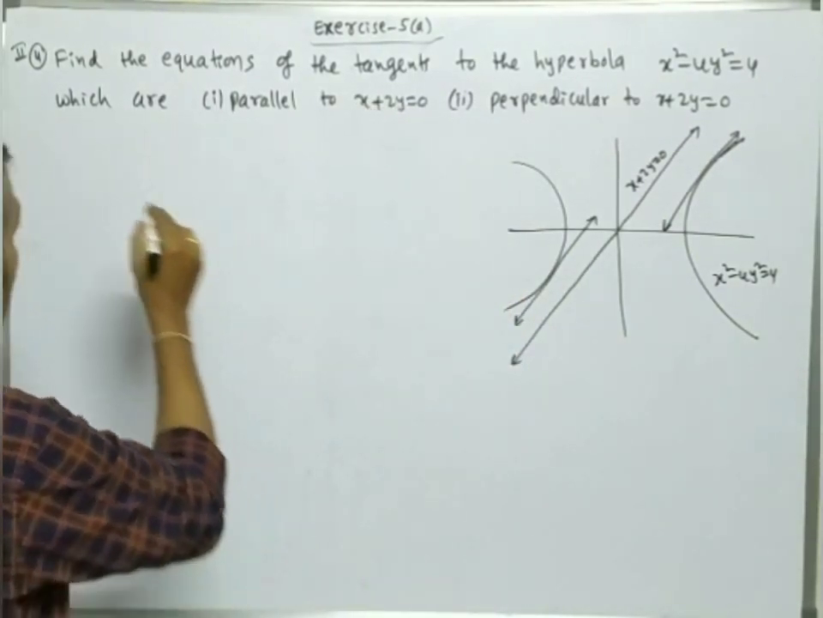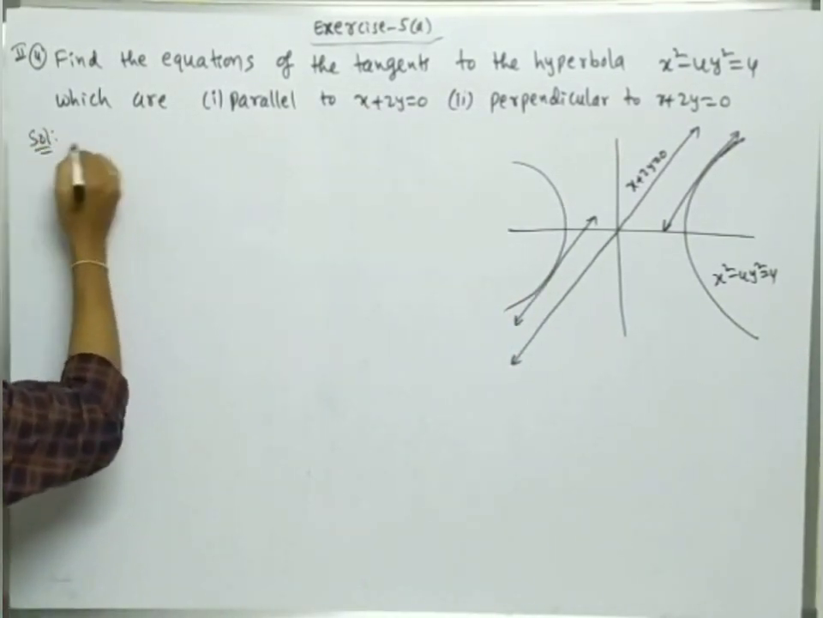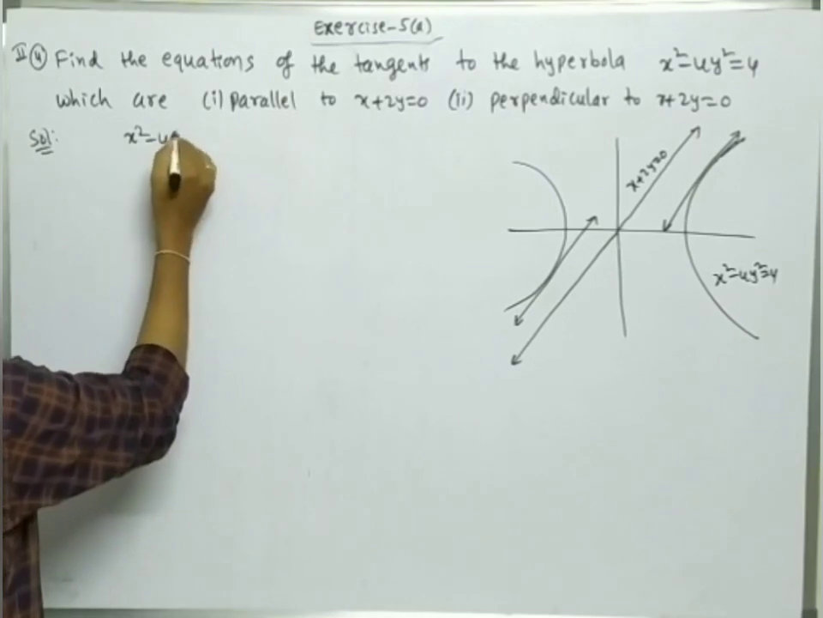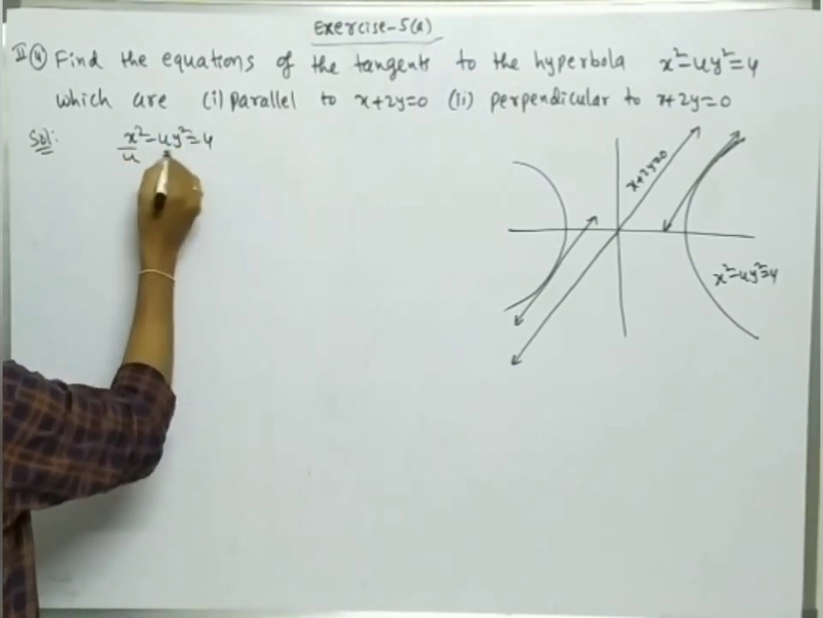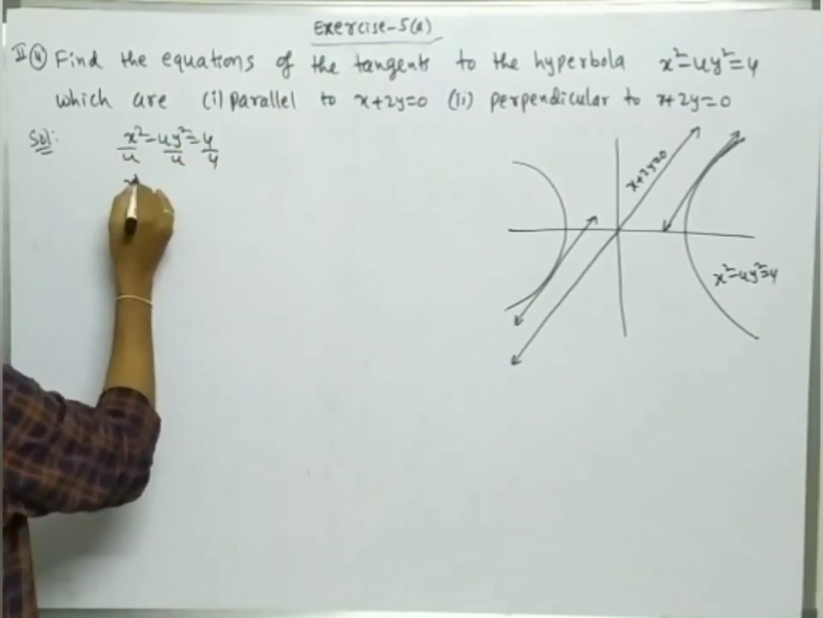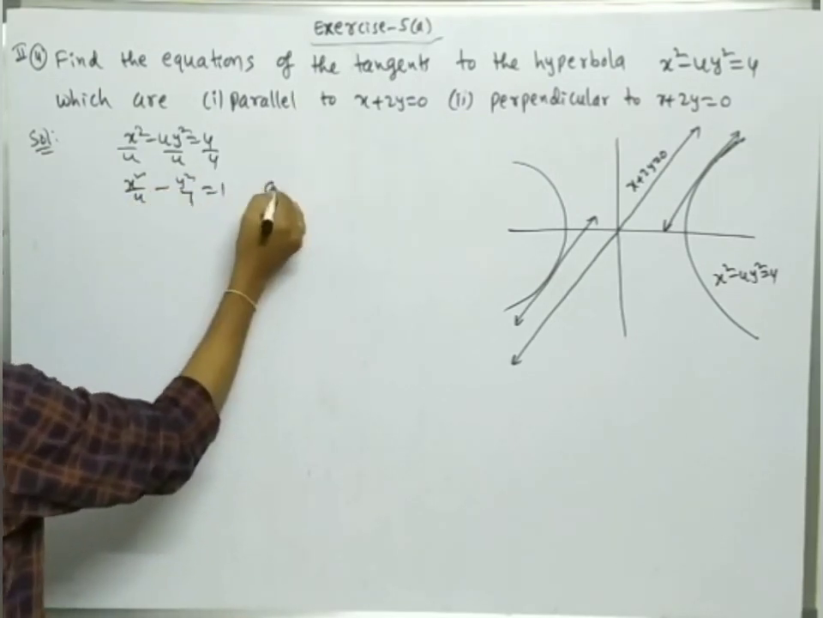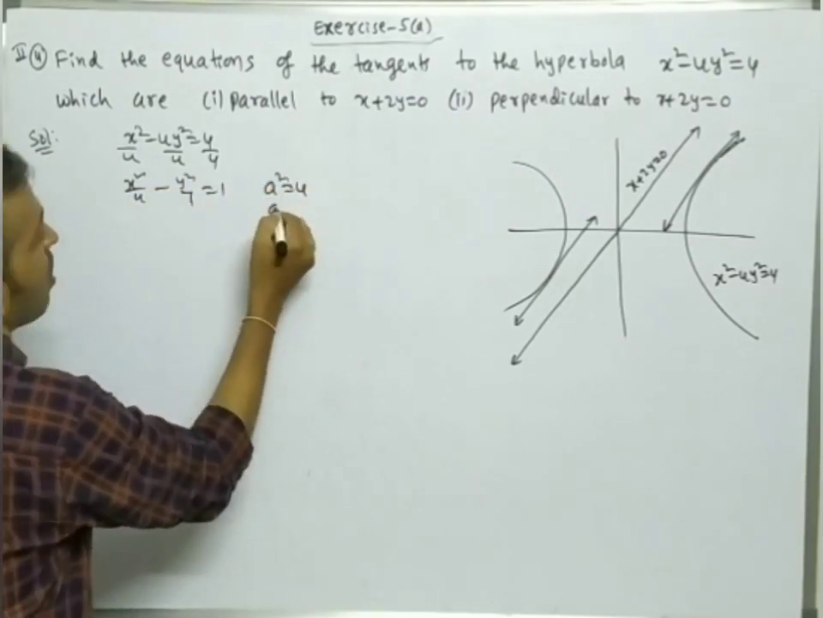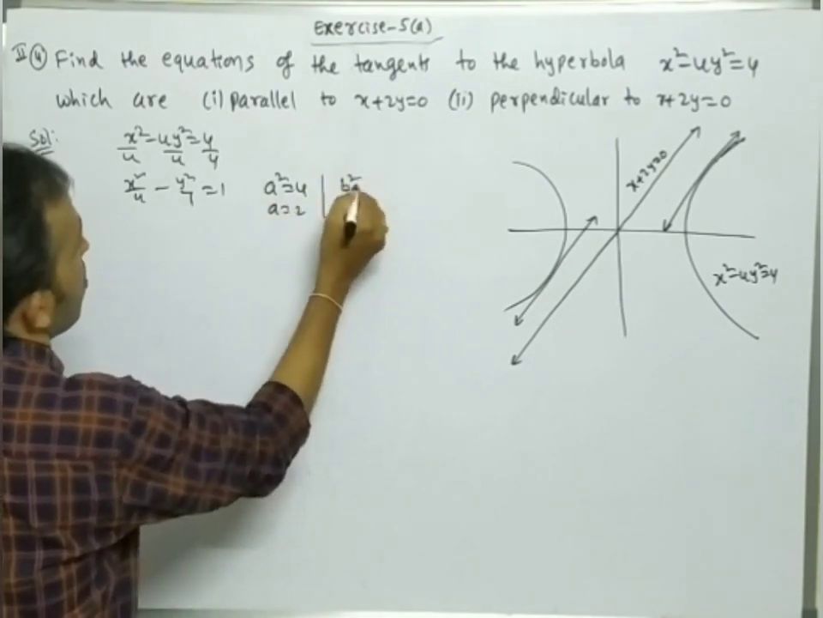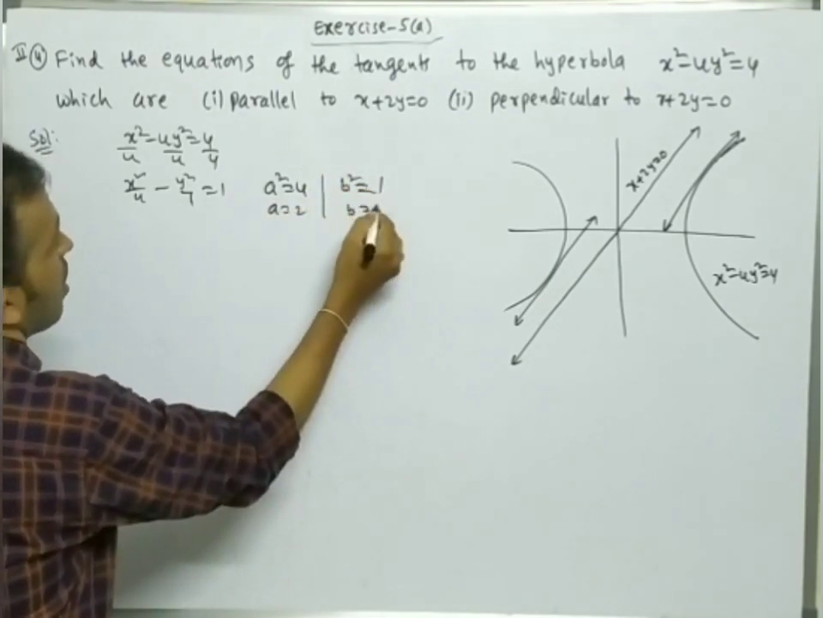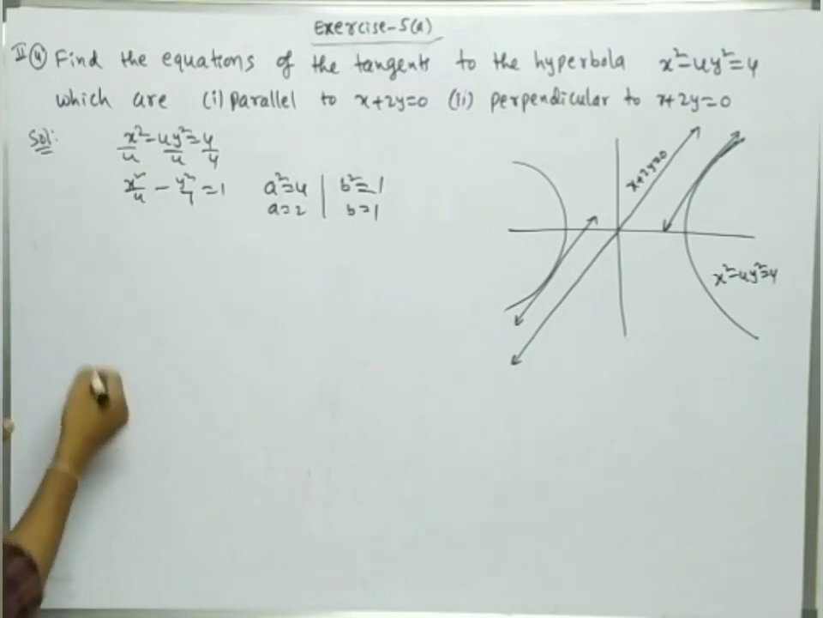So what is the given hyperbola? x square minus 4y square is equal to 4. Divide by 4, you will get x square by 4 minus y square by 1 is equal to 1, right? So compare: a square is 4, then a is equal to 2, b square is equal to 1, b is equal to 1, right?